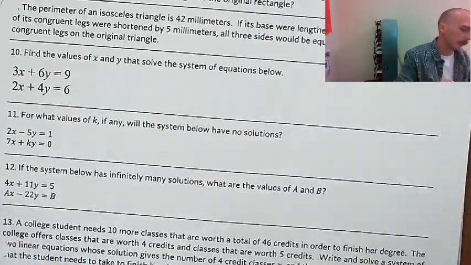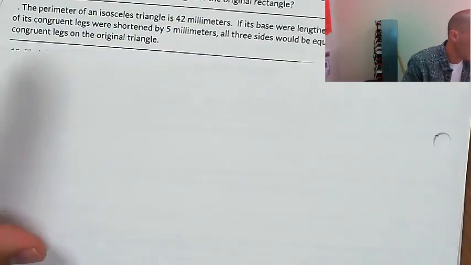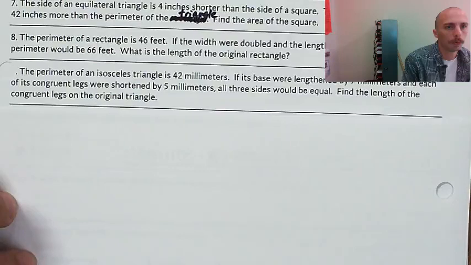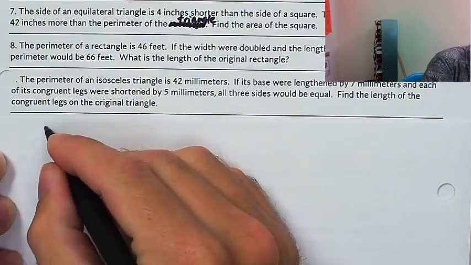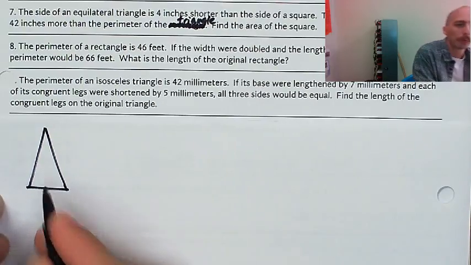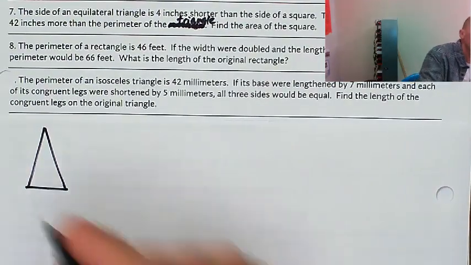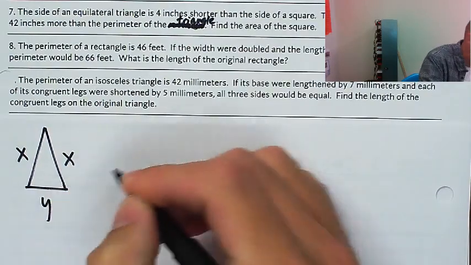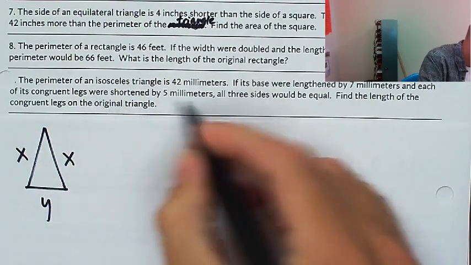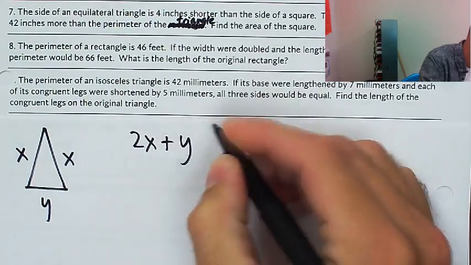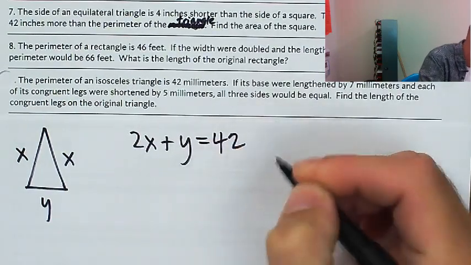Now we've got just one more. The perimeter of an isosceles triangle is 42 millimeters. Okay, so I'm going to draw an isosceles triangle. That's one where two of the legs are the same, and then there's one that's different. Okay, so I'll call these x, and I'll call this one y. Okay, so perimeter is 42, so it's going to be 2 x's, x plus y. That's going to be 42.